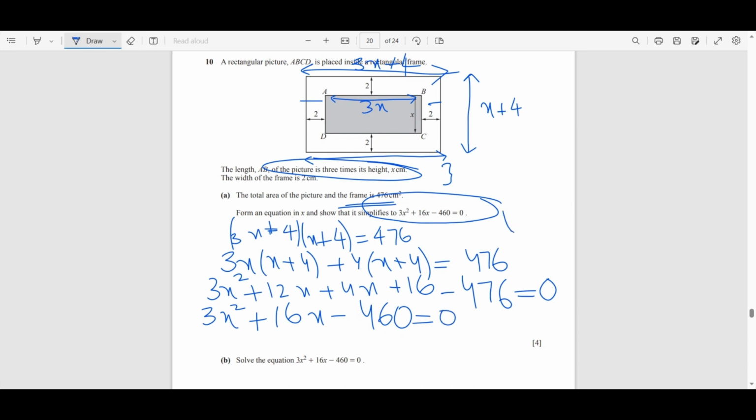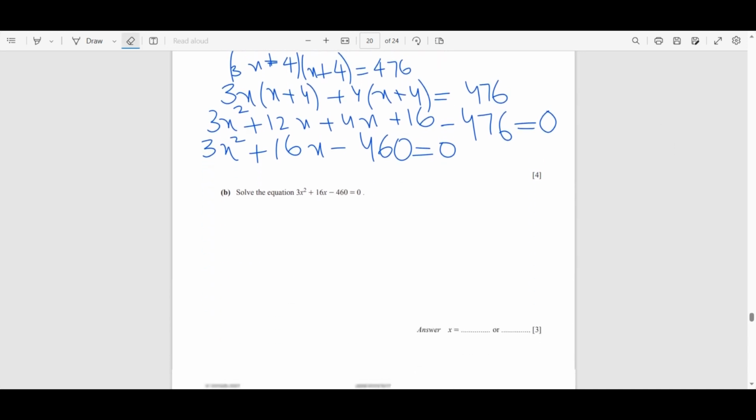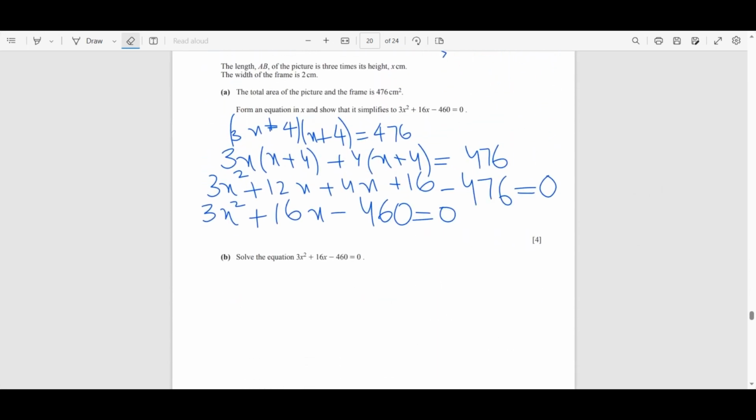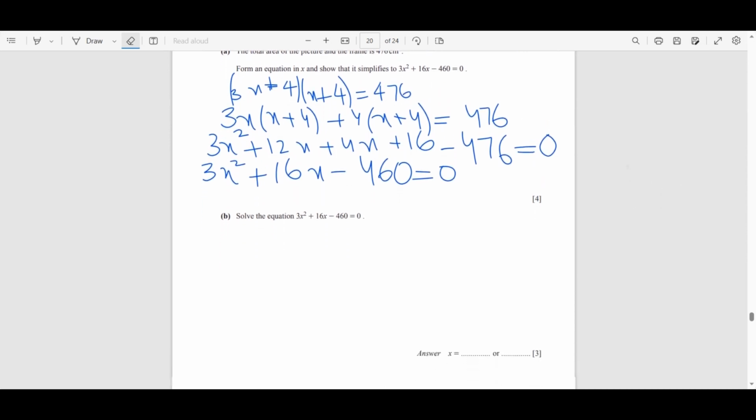So I'm done, right? The question says show that it simplifies to this, or prove that. This means that the answer is already given in the question. You just have to reach that answer; you don't have to start from that answer. So for this part, you don't have to solve it further because it just tells you to simplify till here.